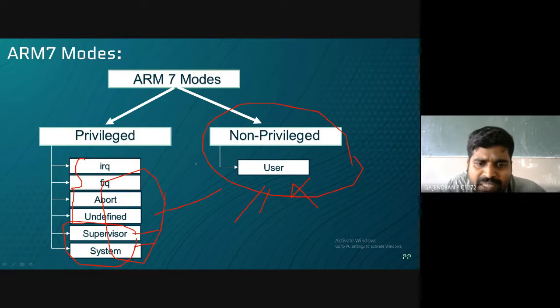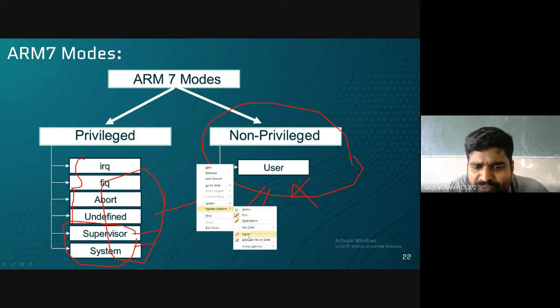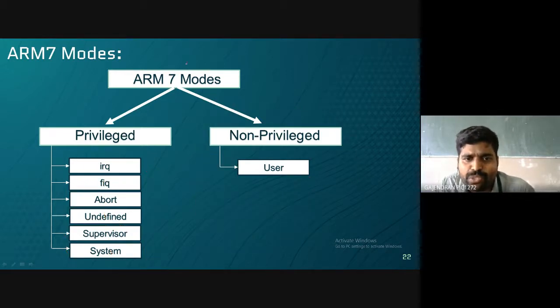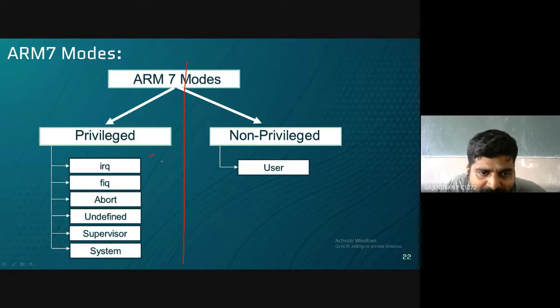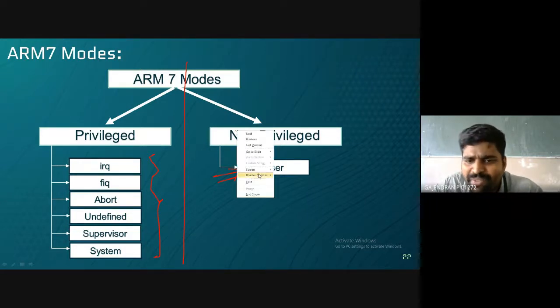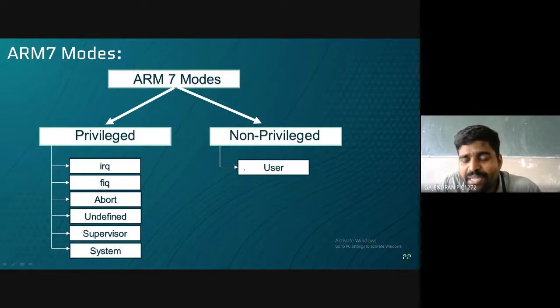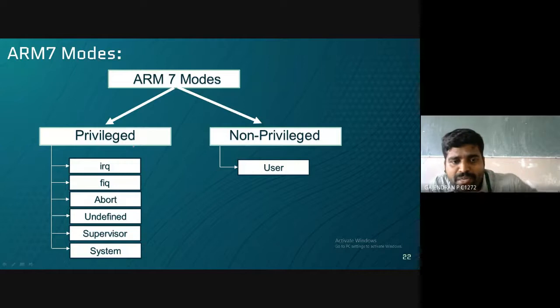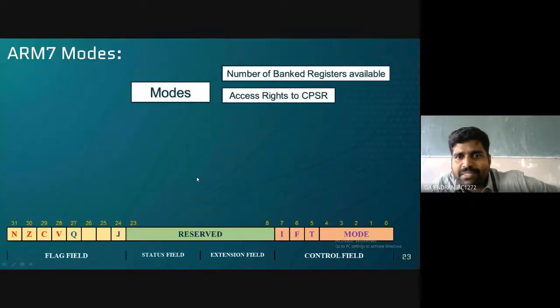Okay. Now the thing is that the 7 modes of operation are categorized into 2 types. 6 modes fall in a single category. Only 1 mode, that is user mode, falls under the non-privileged mode. Why are we discussing this here? Because of your CPSR register, we can do some magic based on the mode in which you are standing.